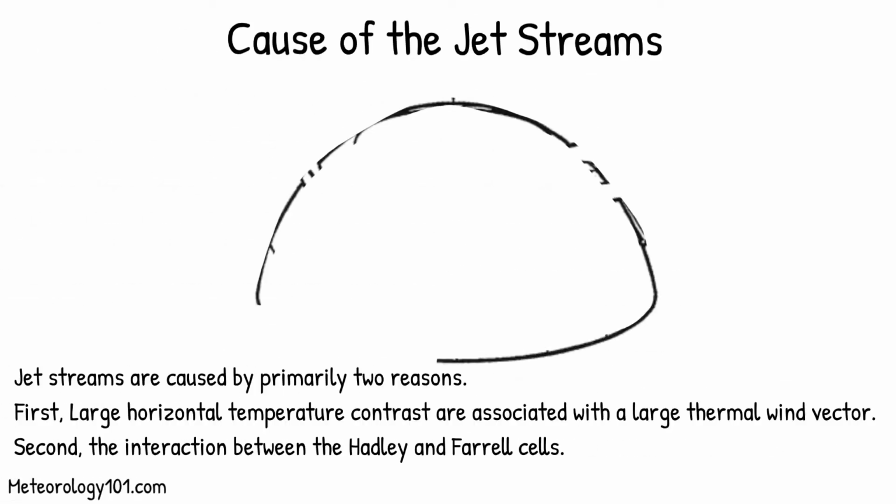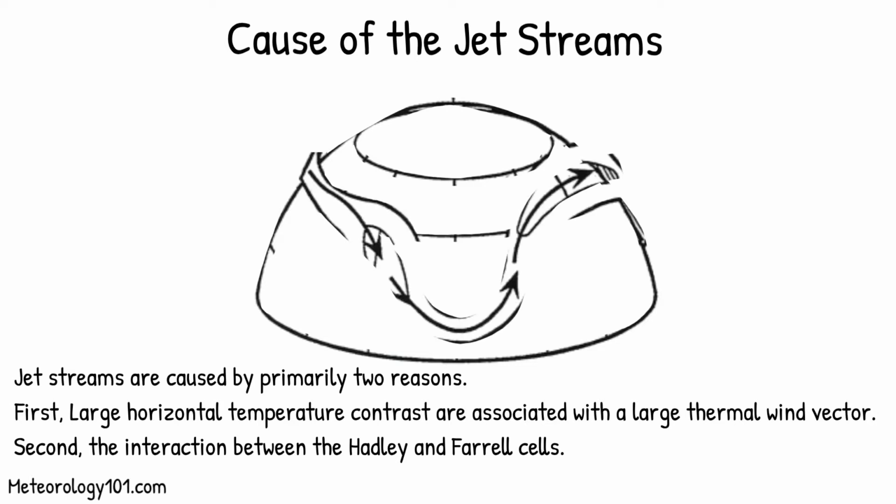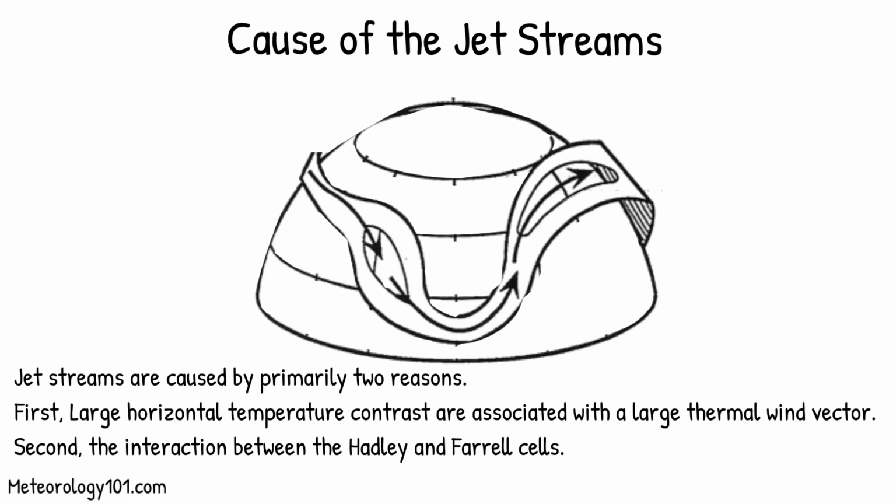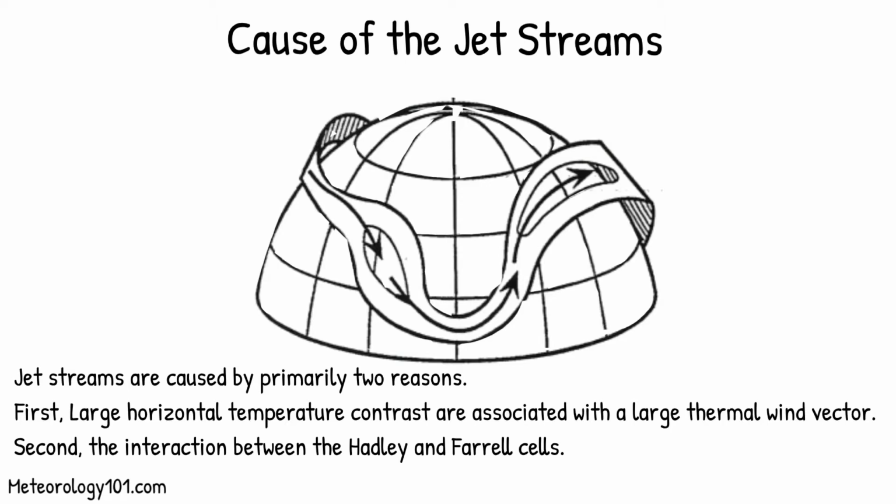Causes of the jet streams. Jet streams are caused by primarily two reasons. First, large horizontal temperature contrast are associated with a large thermal wind vector. Second, the interaction between the Hadley and Ferrel cells.